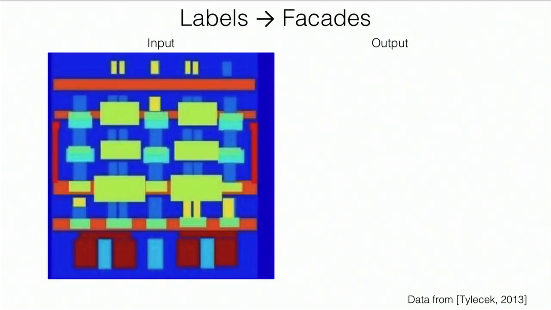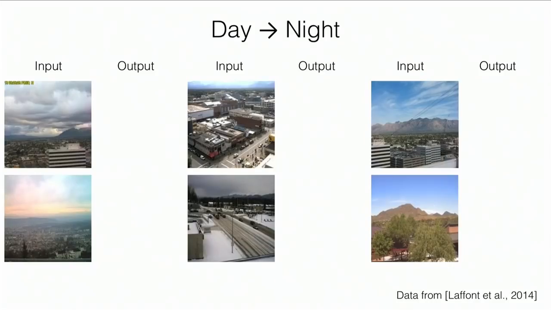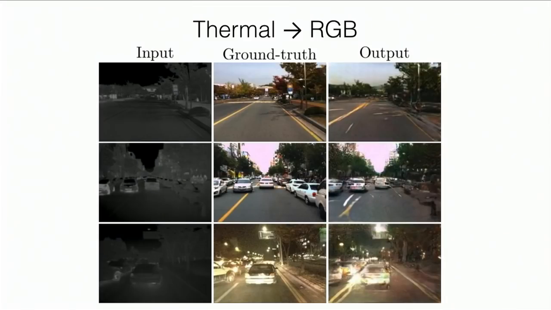You just train it on different data. You can go from labels to facades, something like this. You can go from day to night, exactly the same code. You can go thermal to RGB. It's kind of magical. I didn't really realize how it can do it, but whatever.